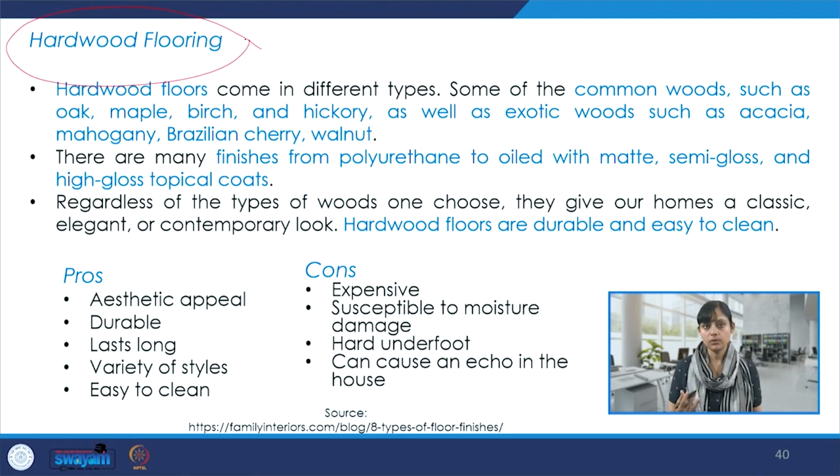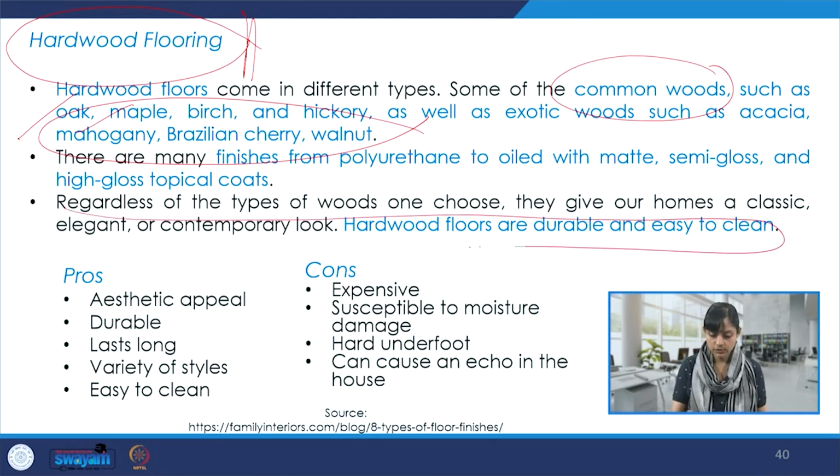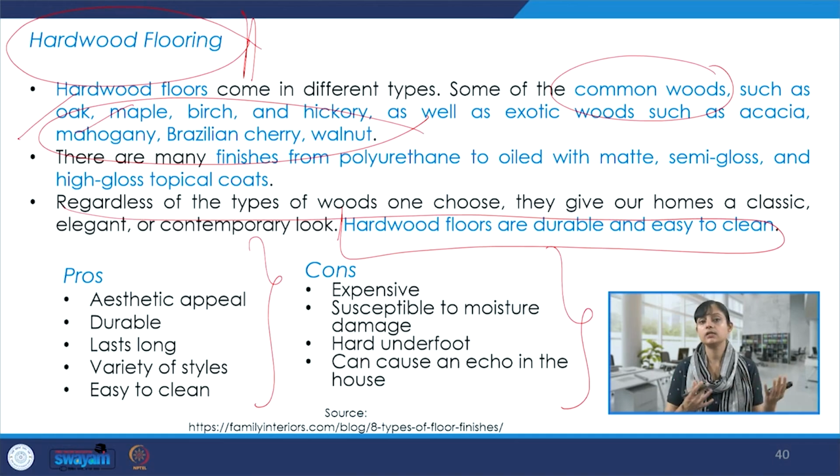Then there is hardwood flooring when we talk about floor finishes, and the hardwood floors come in different types, and some of the common woods which are used for achieving the hardwood flooring are oak, maple, birch wood, as well as some exotic woods such as acacia, mahogany, cherry, walnut, which could be used for creating hardwood flooring. There are many finishes also, from PU, which is polyurethane, to oiled with matte, semi-gloss, and high gloss topical coats. So these are some of the finishes that are possible to be achieved. Then hardwood floors basically are durable and easy to clean, and therefore it becomes a common choice when we talk about flooring. And here we have put together the advantages and disadvantages, and one can take an informed decision. So for example, this one can cause an echo in the house. So one has to see where the application is.